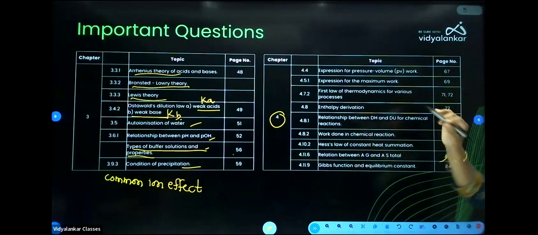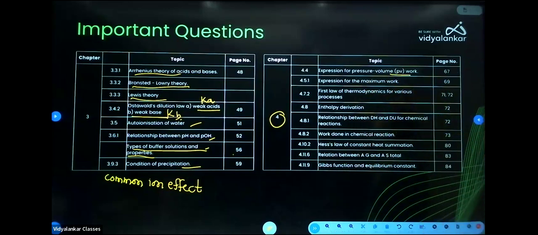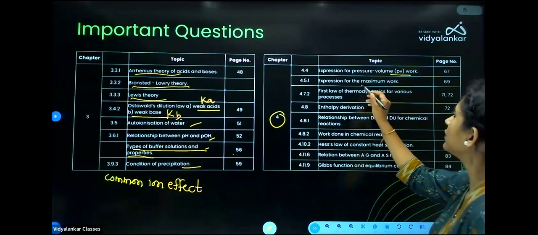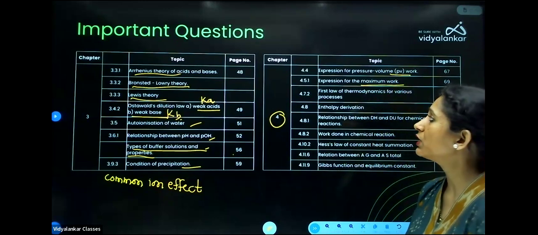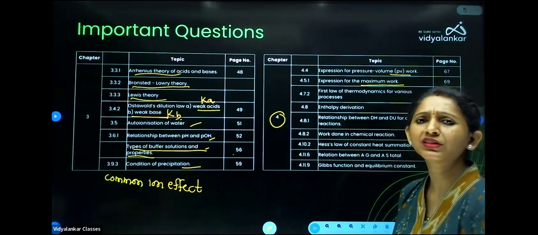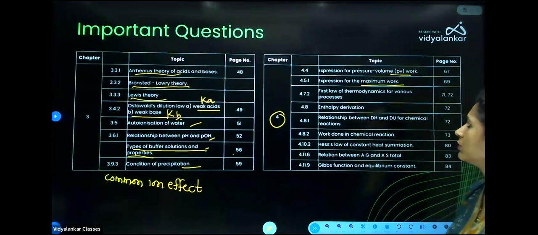Now it starts with the very first derivation, that is pressure-volume type of work, which can be asked for 2 marks. Another very important derivation of the chapter is maximum work done. You may get this question for 3 marks directly, as it is a lengthy derivation. So this is the second derivation from the chapter.